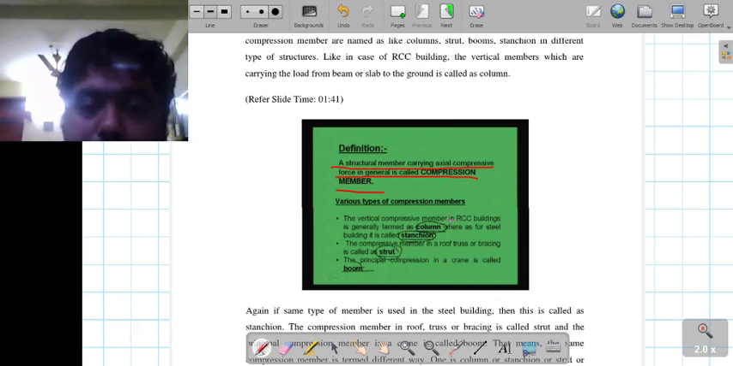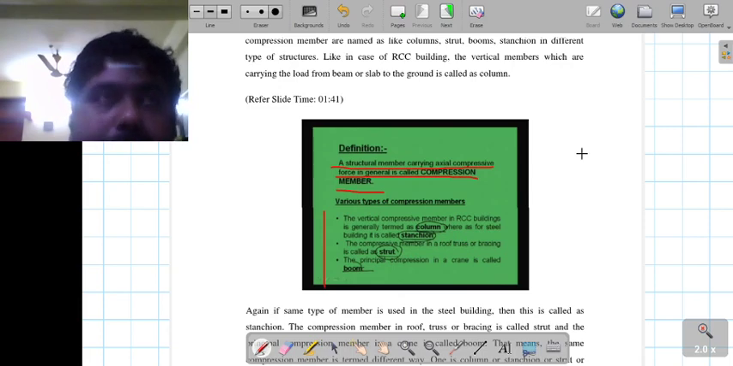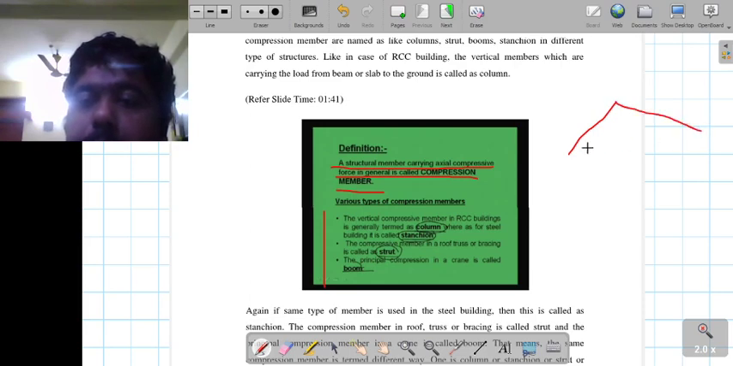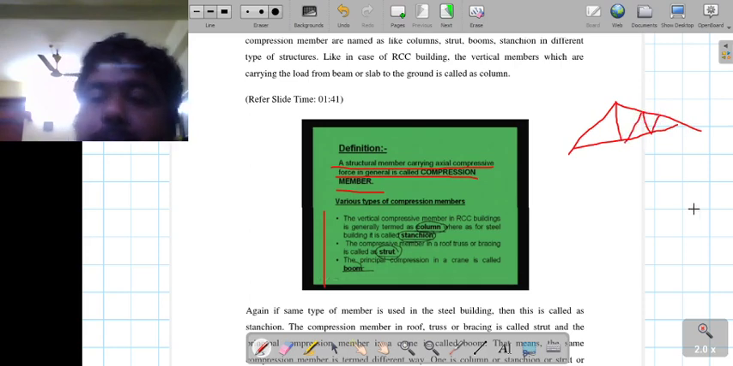You can see here some examples are given in this section, that is columns, okay, stanchion. And if you take this roof truss, then the strut component, this is the roof truss, and then this is the main members and this is the vertical members. So these are the members which are basically the compression members. Okay, so in this section we are trying to design the compression members.